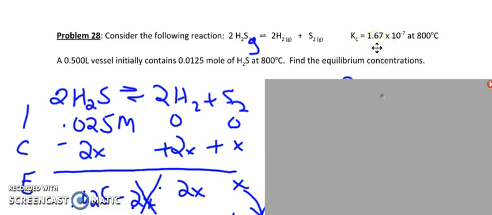Now, what you can do from here, why don't you pause this and set up the law of mass action, plug in your values, but instead of the 0.025 minus 2x in your denominator, you're only going to put the 0.025, don't forget to square it. Okay, so let's see how you do. Pause this, and then we'll be back.